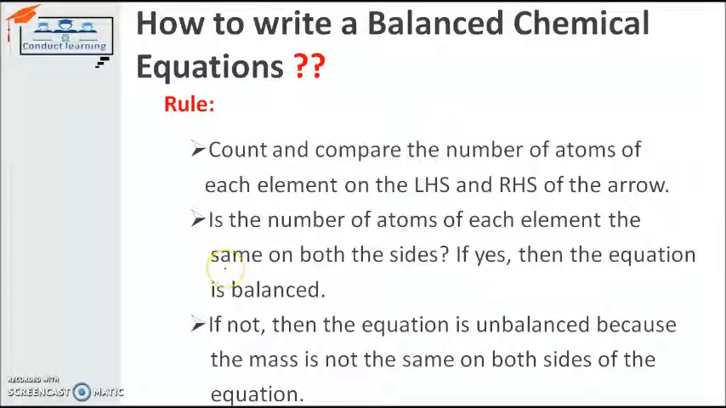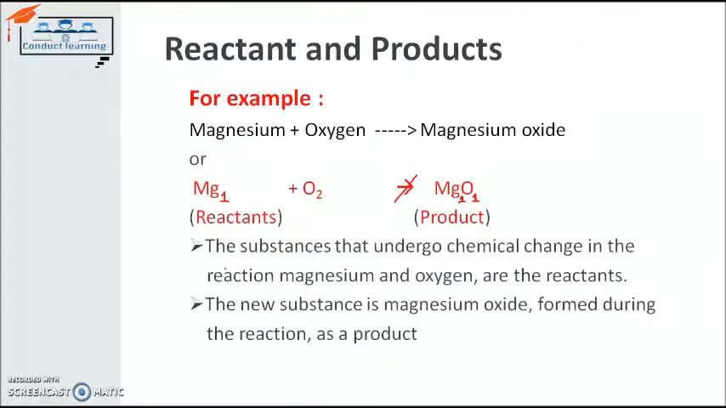Third point is, if the atoms are not balanced for an element or for an equation, the equation is unbalanced because the mass is not the same on both sides of the equation. That means to say the mass is unequal. The number of atoms is different for reactant and product in a chemical equation, meaning the mass is different, and the chemical equation is not following the law of conservation of mass.